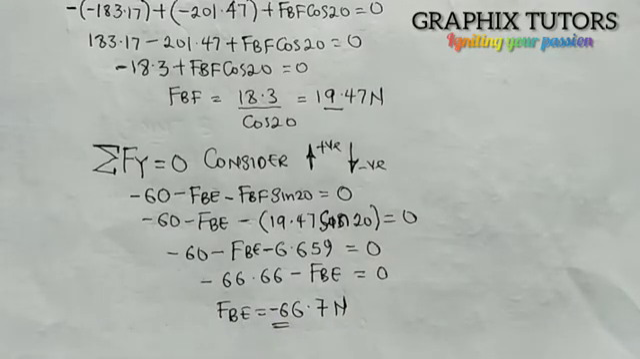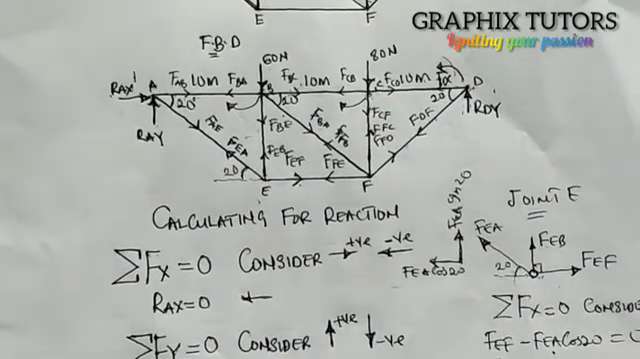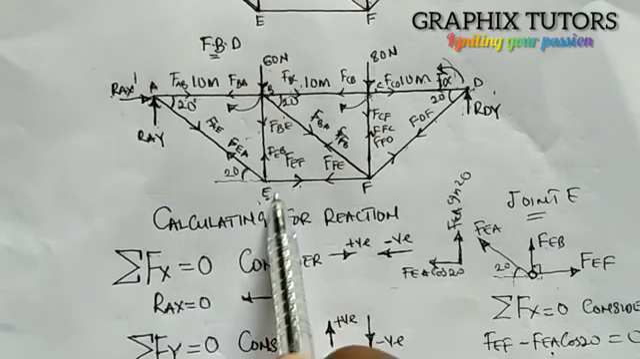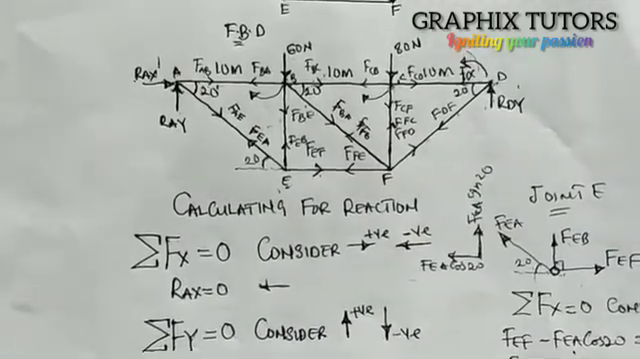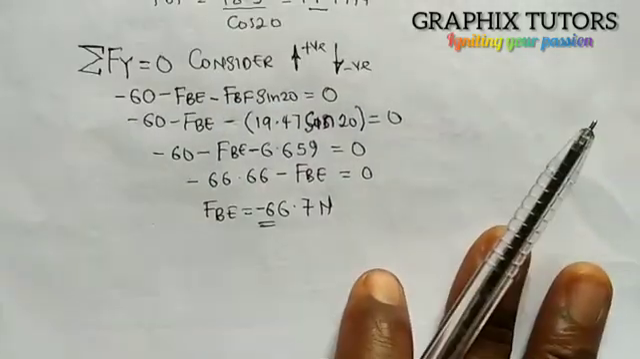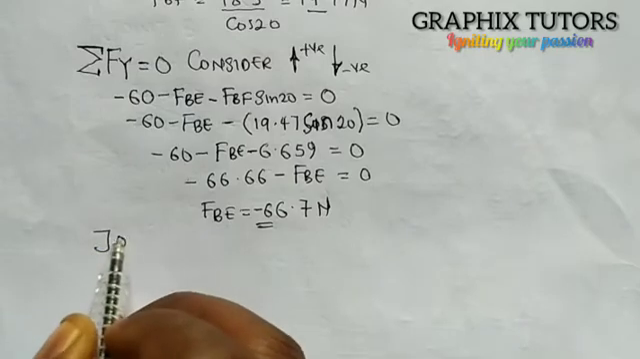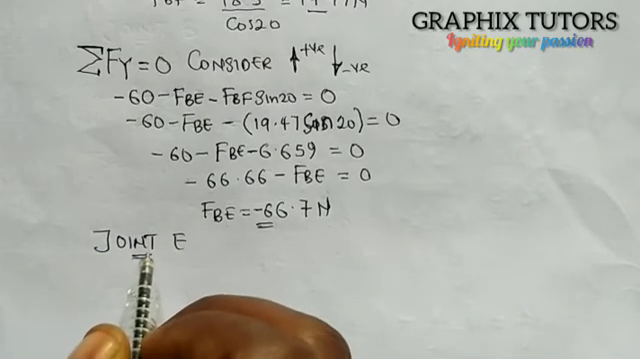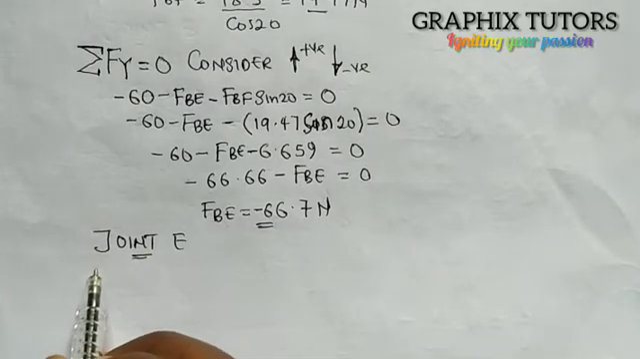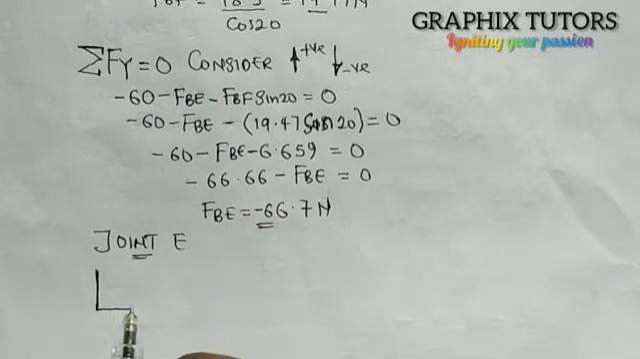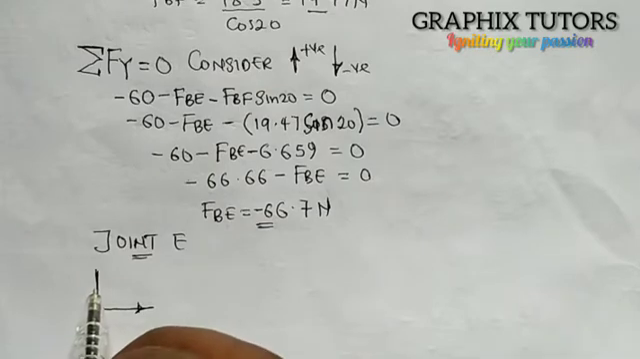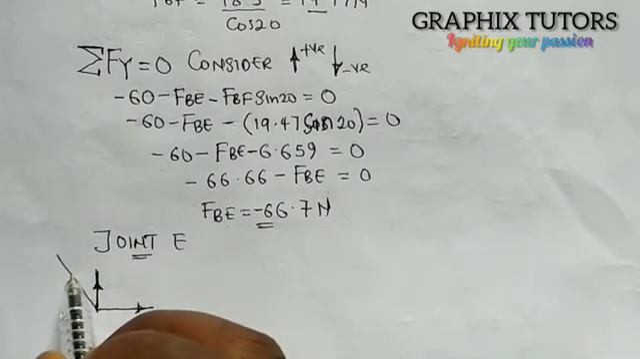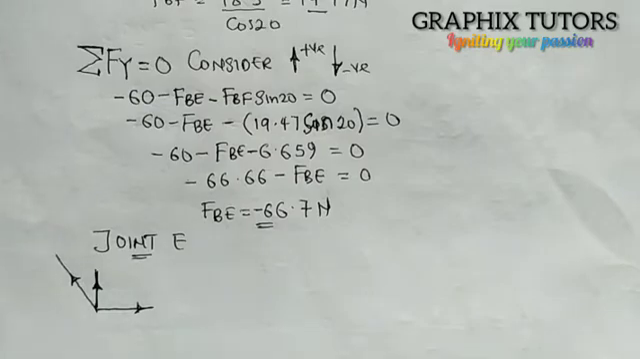So that is for joint B. Now after joint B, we have other joints here. We've done joint B. So the closest one here is now joint E. So we're going to calculate for joint E. Now, if you look at joint E here, there it is. What I mean is, look at it.